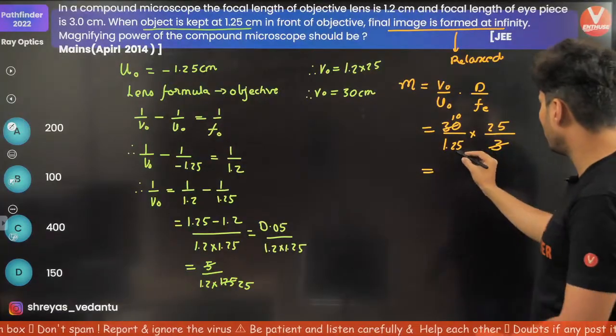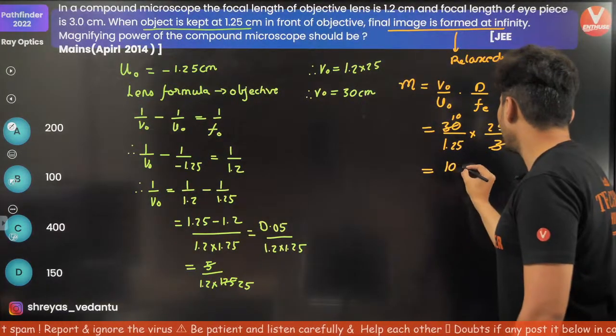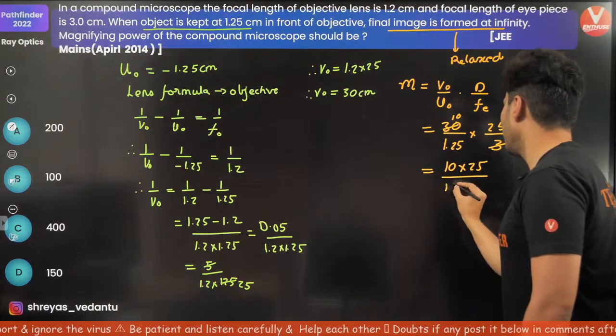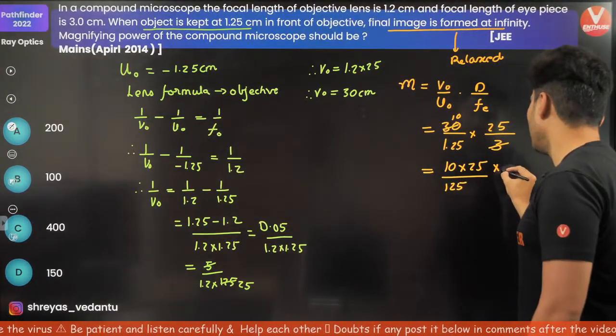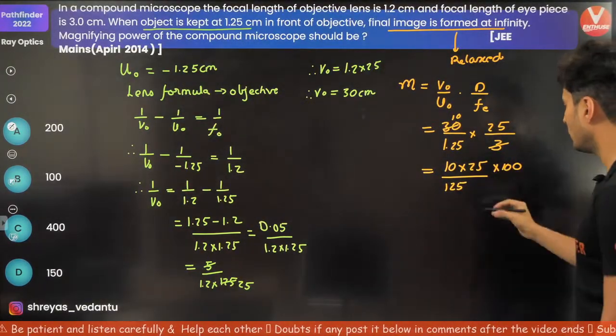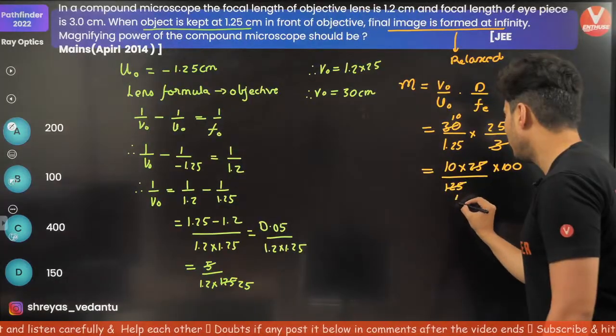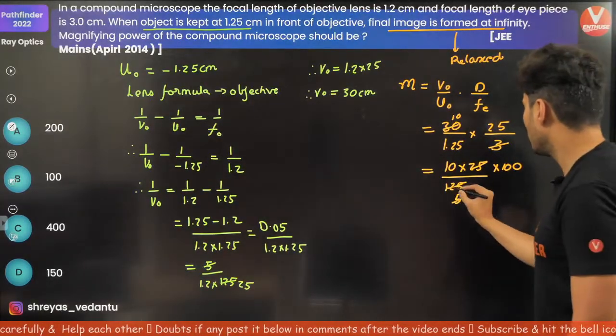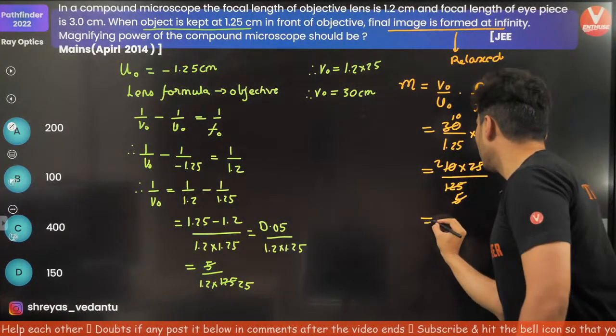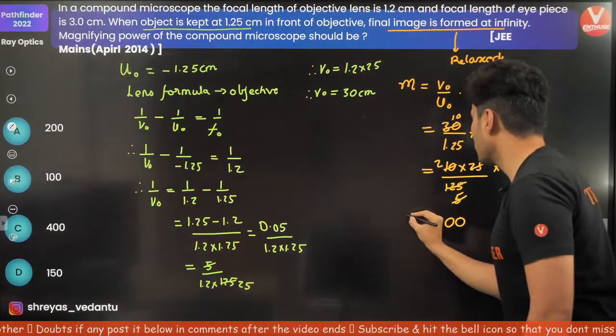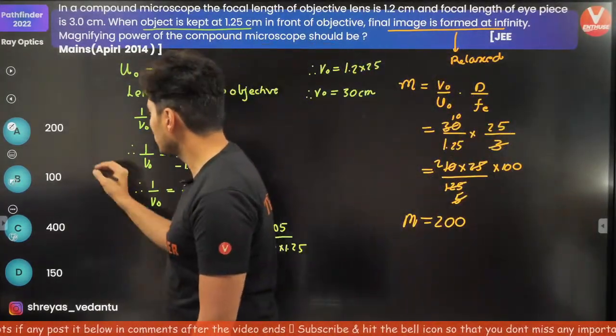And 25 and 1.25. So you can do one thing, 10 into 25. You can write this as 125 divided by 100. So 100 goes on the top. 25 goes with 125 5 times. That's it. So this will go 2 times. So this will become nothing but 200. So that's the magnifying power. Okay, so that's option A.